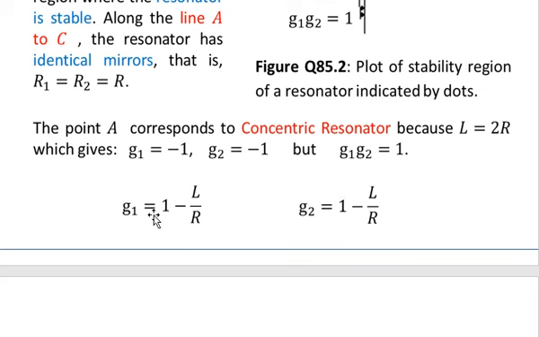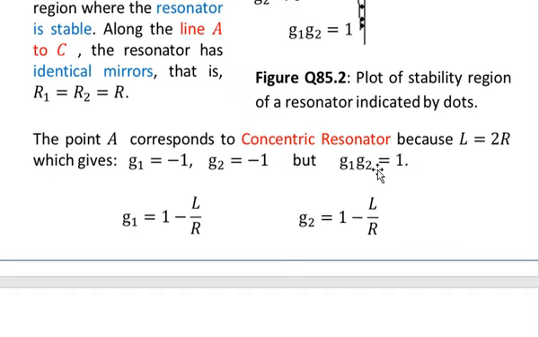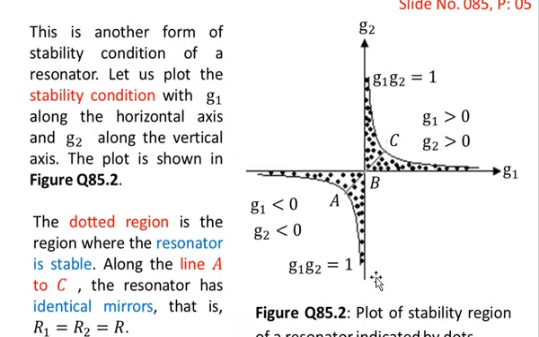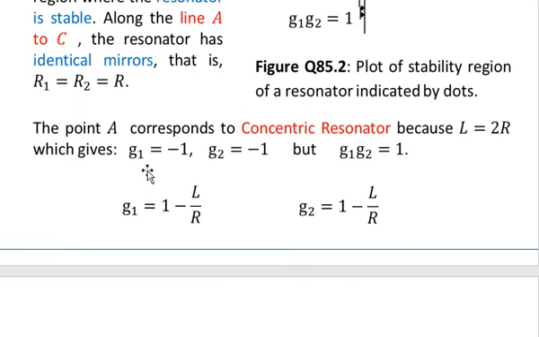Because you see that G1 was defined as 1 minus L over R, G2 is equal to 1 minus L over R, and if you put the value of L is equal to 2R over here and over here, you will get G1 is equal to -1, G2 is equal to -1. But the product of G1 and G2 will be equal to +1. So the curve G1, G2 is equal to +1 in the third quadrant will pass through the point A, because G1 and G2 satisfy the condition G1, G2 is equal to 1.